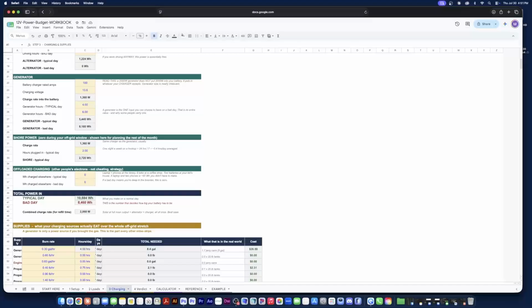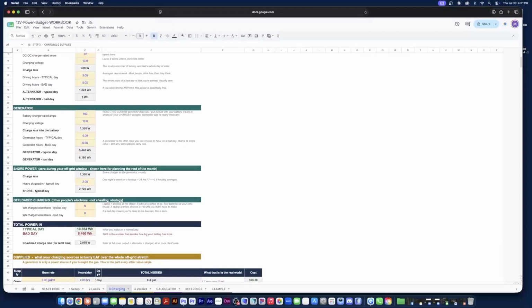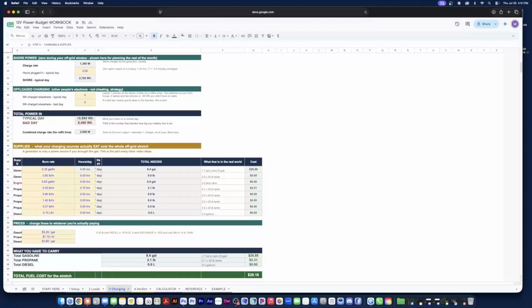Same way with shore power. You can plug in 2 hours a day, you get 2,720 watts from it, if you've got a 1,360 watt input. So all of these are numbers you just got to look at. These are just giving you an idea of what you've got to do in order to get enough time to do what you want to do. And what I'm coming up with here on my situation is on a typical day will be 10,884 watt hours. On a bad day, 8,460 watt hours.